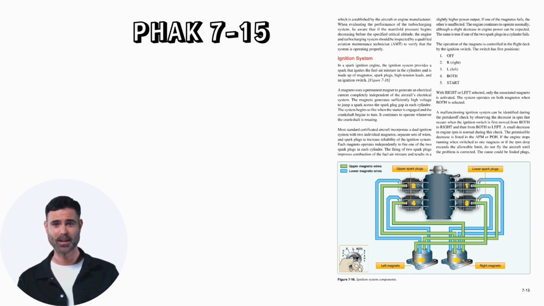The operation of the magneto is controlled in the flight deck by the ignition switch. The switch has 5 positions: 1, off; 2, R, right; 3, L, left; 4, both; 5, start. With right or left selected, only the associated magneto is activated. The system operates on both magnetos when both is selected.